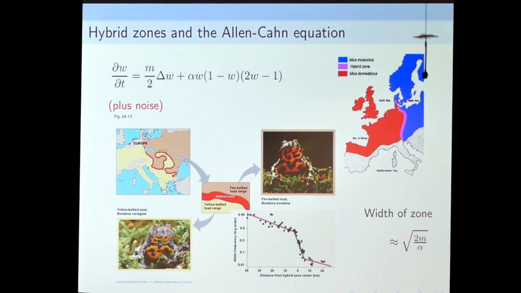Here's another one. I like this one. This is the fire-bellied toad against the yellow-bellied toad. And they have a really wacky hybrid zone. So you can see their hybrid zone here. It goes all the way through Europe.